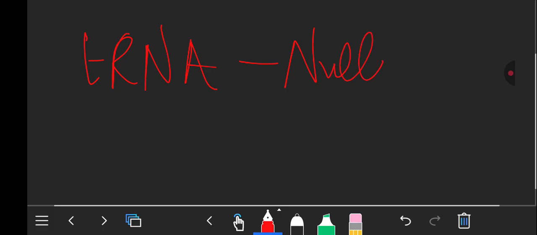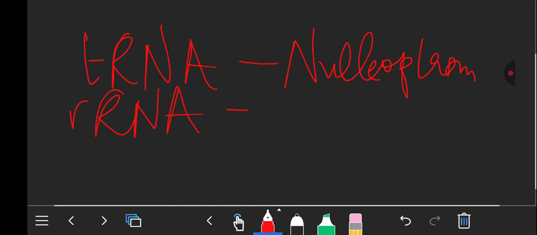We have the 2 parts. Okay, so let's conclude. The other thing you need to remember when you're talking about the transfer RNA is that it is synthesized in the nucleoplasm. That is very important. But when you're talking about the rRNA, this one is synthesized in the nucleolus.